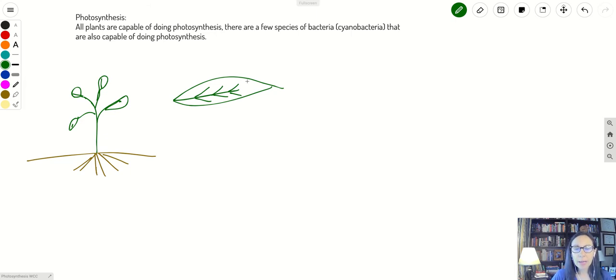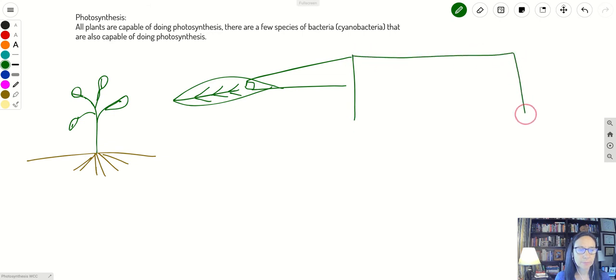And so I am going to just draw a little cell here. And remember, the whole body of the plant is made of cells. And I am going to zoom into this cell. Okay, so this is like my zoom in box. And I'm going to make a cell here. Okay, so this is a plant cell. So let me label that.